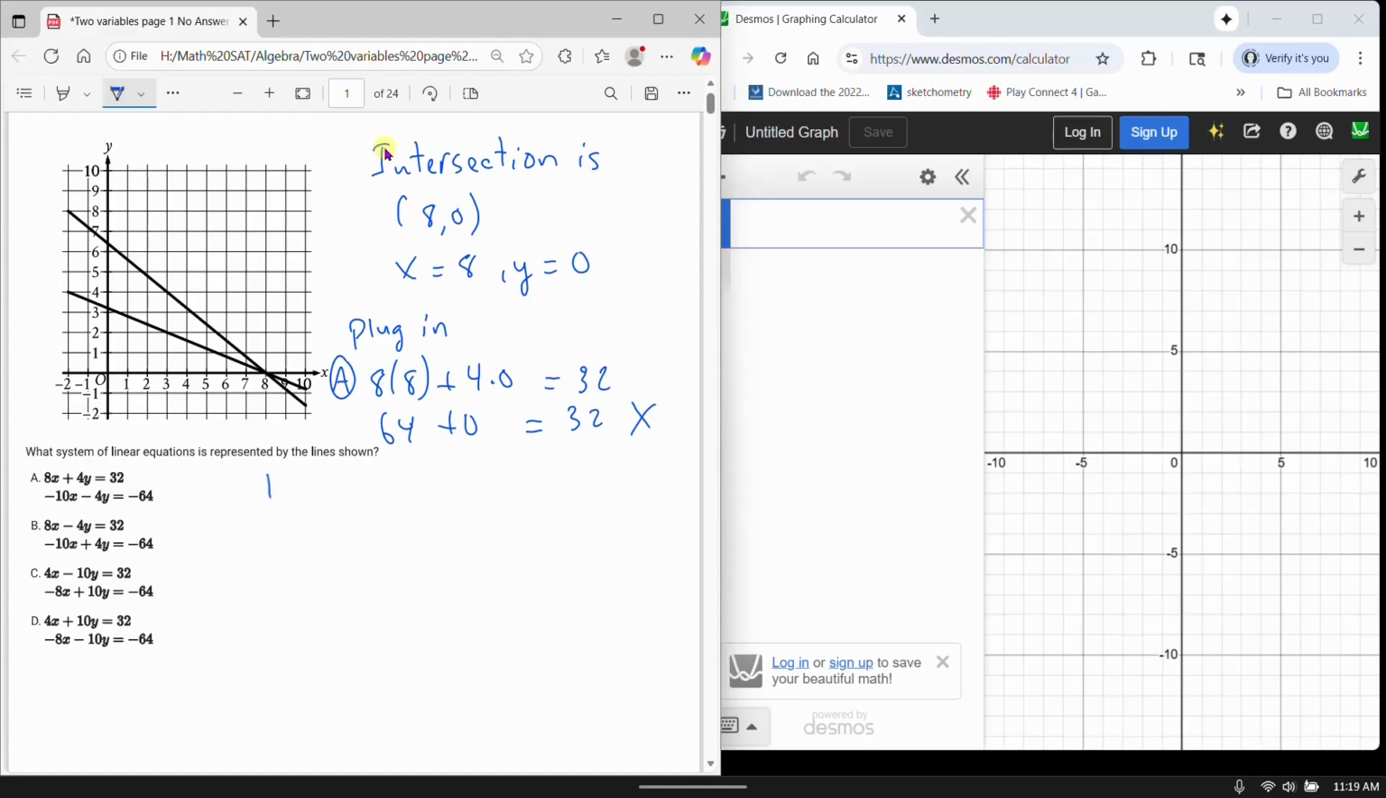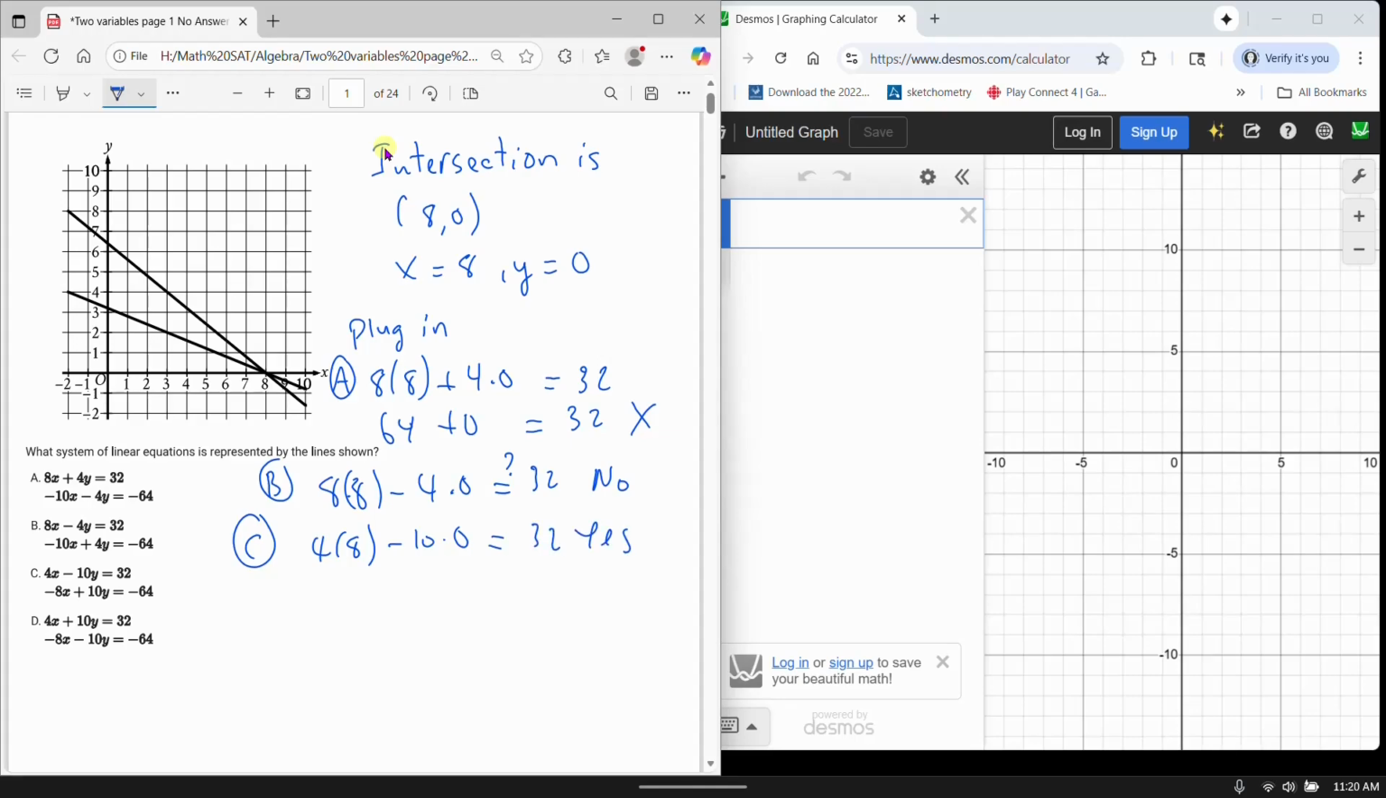Then I'm going to move on to choice B and do the same thing. So 8 times 8 minus 4 times 0. Is this equal to 32? No. Okay, C. I have 4 times 8 minus 10 times 0. Is this equal to 32?